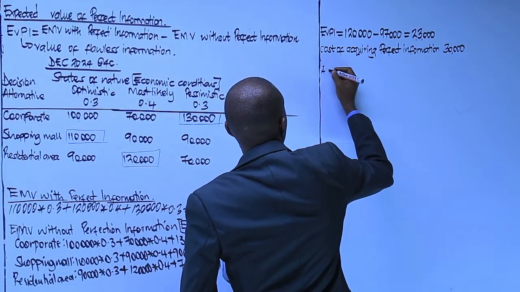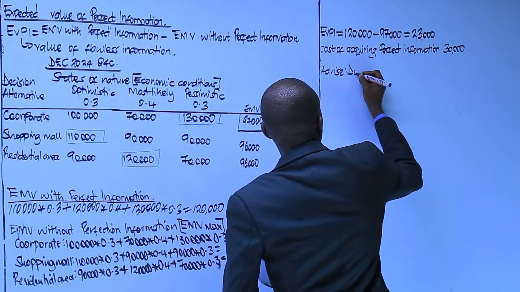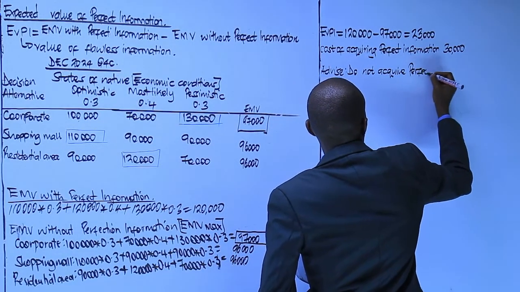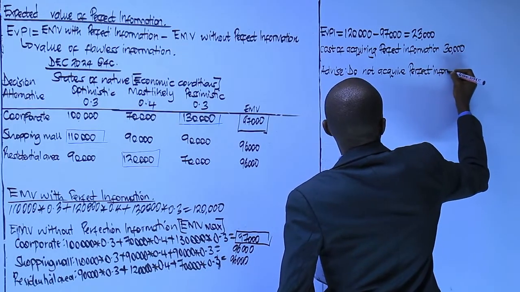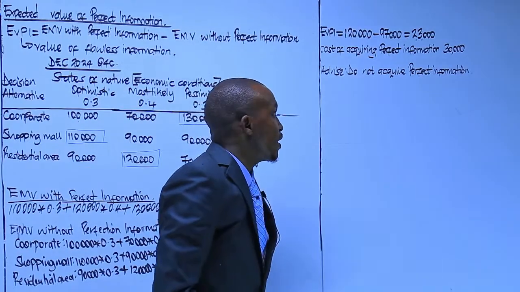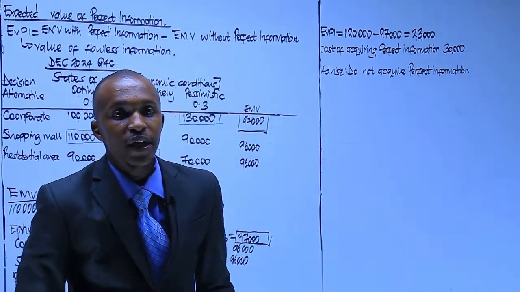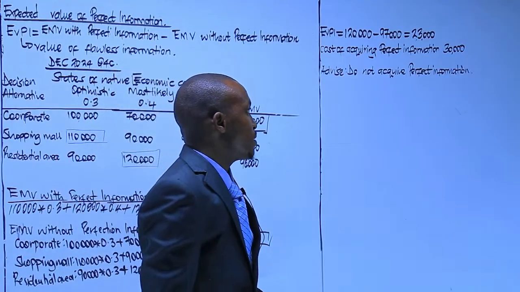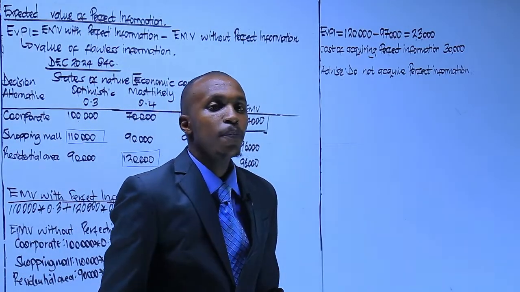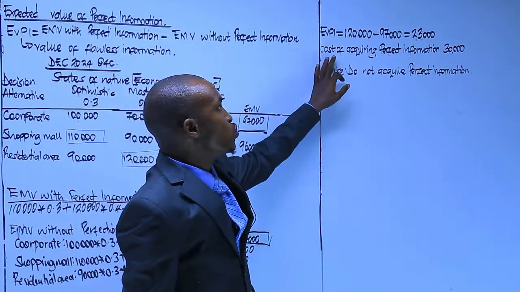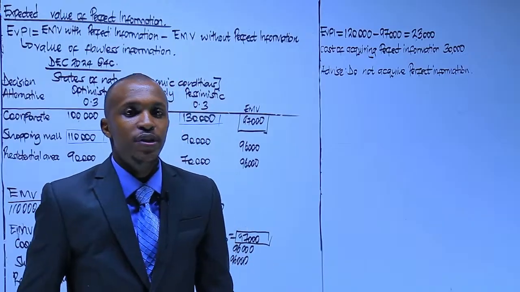You will advise them, do not acquire perfect information. Why? Because it is more expensive to acquire than the value you are going to obtain. So you're going to advise them not to acquire perfect information because it is far too expensive. The cost outweighs the value you obtain.